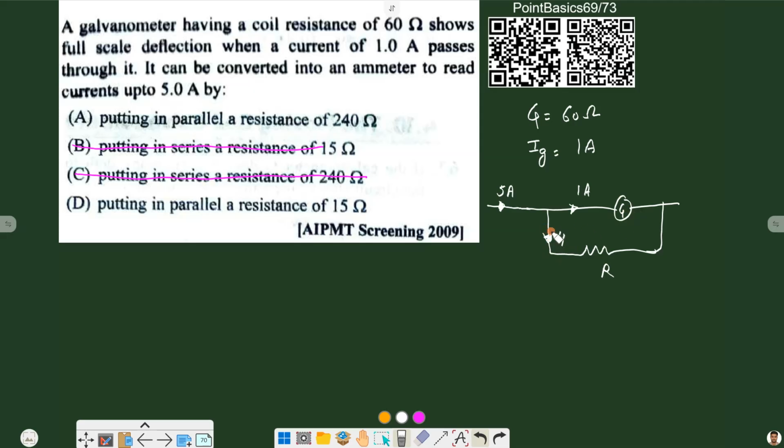So as both of these are in parallel, comparing their potentials, potential across resistance R will be 4R, and potential across galvanometer is 1 into galvanometer resistance, that is 60. So R comes out to be 60 by 4, that is 15 ohm. Option D will be the right answer. Moving to the next one.